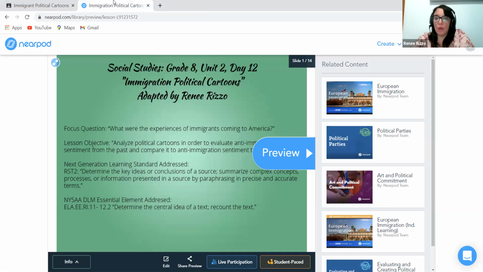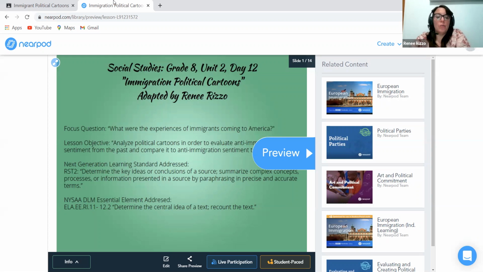So here's a preview of the lesson in Nearpod. Social Studies Grade 8, Unit 2, Day 12, Immigration Political Cartoons. Focus question: what were the experiences of immigrants coming to America? Lesson objective: analyze political cartoons in order to evaluate anti-immigration sentiment from the past and compare it to anti-immigration sentiment today.